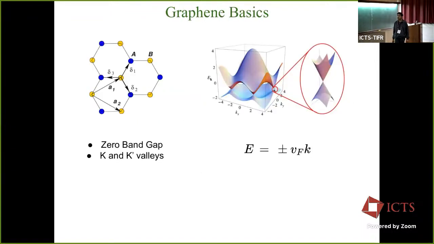So let me very quickly run through the basics of graphene. I think everyone knows that it's a honeycomb lattice. It has two inequivalent sites, A and B. It's a semi-metal. The valence and conduction bands touch at two inequivalent points, the K and K prime, which are the two valleys.